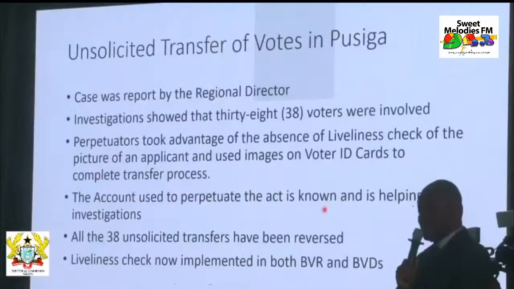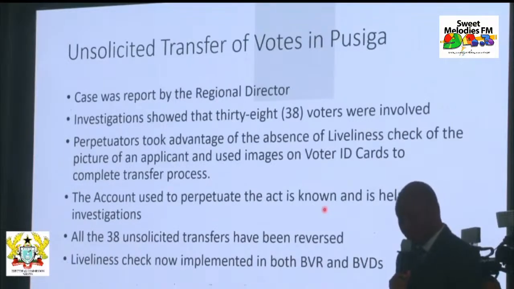Subsequent to that, all those transfers that were done illegally have been reversed, and the perpetrators have been dismissed by the commission, and the police continue their investigation into the matter. We have not taken this matter lightly.